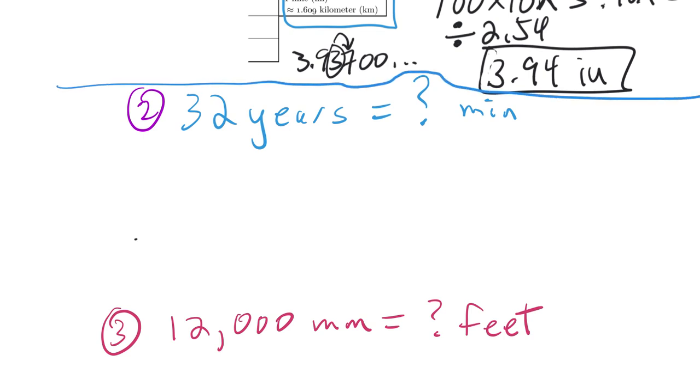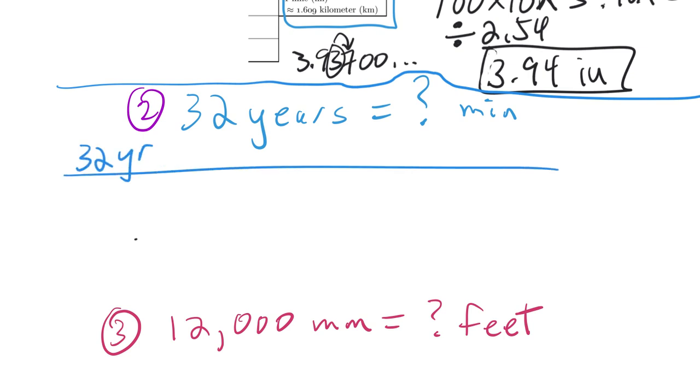Years to minutes. Look at your table if you need to. Start with your known term, 32 years. We can't go from years to minutes directly; I don't know that conversion. But if you look on a table, you know that there's 365 days in 1 year.